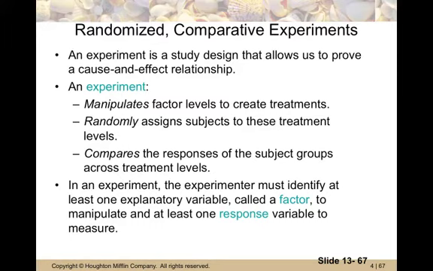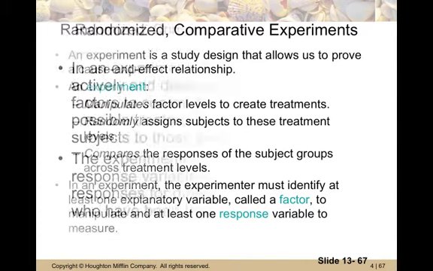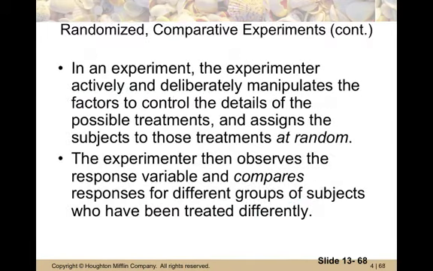In an experiment, the experimenter must identify at least one explanatory variable, called a factor, to manipulate, and at least one response variable to measure. The experimenter actively and deliberately manipulates the factors to control the details of the possible treatments and assigns the subjects to those treatments at random. The experimenter then observes the response variables and compares responses for different groups of subjects who have been treated differently.